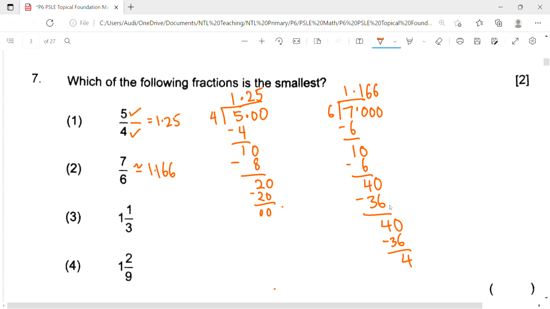Number 3 is 1 and then 1/3. So immediately you know this 1 whole here means 1 point. What do we divide now? We just divide 1 divided by 3. So 0 point, put a decimal point. 3 times 3 is 9, you get 1. Do another 0. 3 times 3 is 9 again. And then we'll stop here. So this is approximately 1.33.